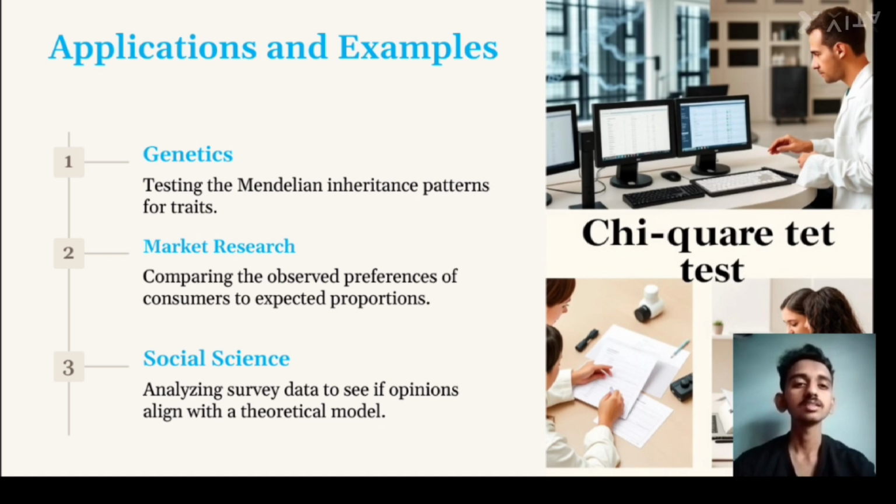Applications and examples. Genetics. Testing the Mendelian inheritance patterns for traits. Market research. Comparing the observed preferences of consumers to expected proportions. Social science. Analyzing survey data to see if opinions align with a theoretical model.